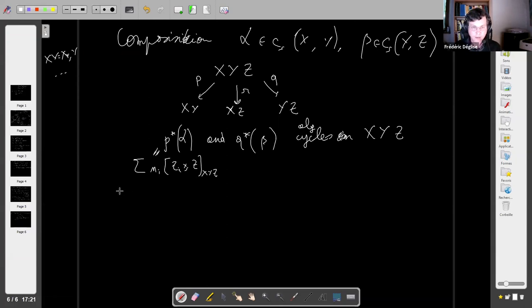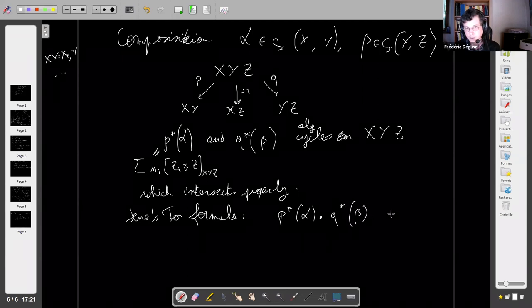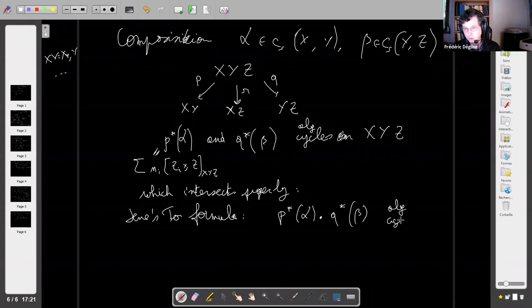Okay. And then it happens that these two cycles intersect properly in X, Y, Z. So it means that using Serre's Tor formula, but you could also use Samuel's formula if you want, but this is the correct way to do it, you can intersect them and obtain some cycle. It's another algebraic cycle in a product.